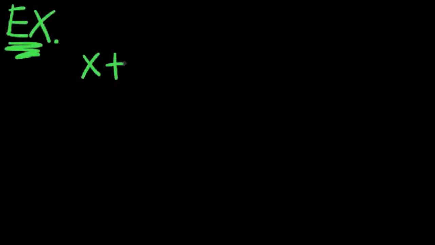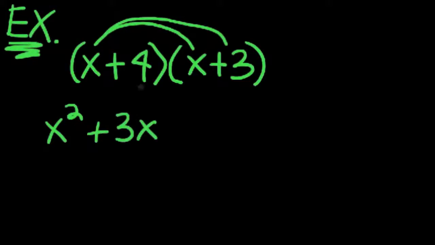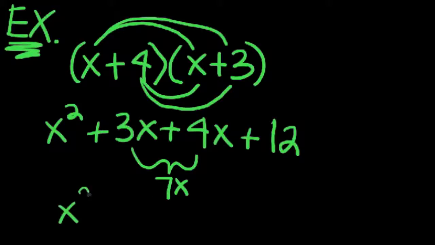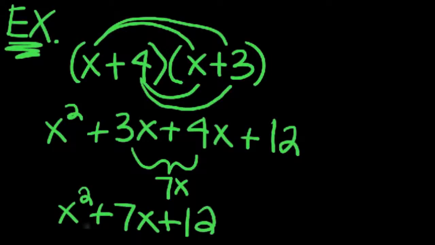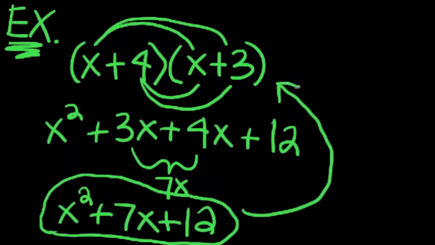Now let's use some real numbers. Let's unfactor this equation. We have two expressions, x plus 4 and x plus 3. X times x is x squared, x times 3 is 3x, x times 4 is 4x, and 4 times 3 is 12. Now the 3x and 4x are common terms, so we can combine them to 7x. X squared plus 7x plus 12. That is our unfactored form, and x plus 4 times x plus 3 is our factored form. And we used FOIL to solve this.